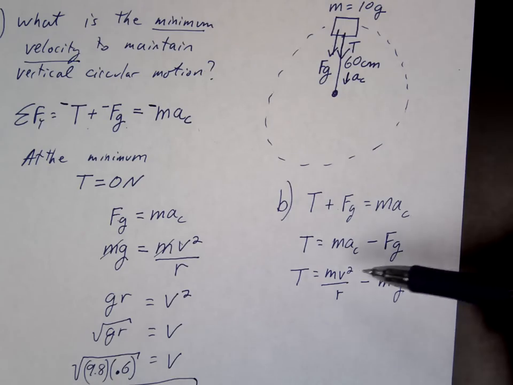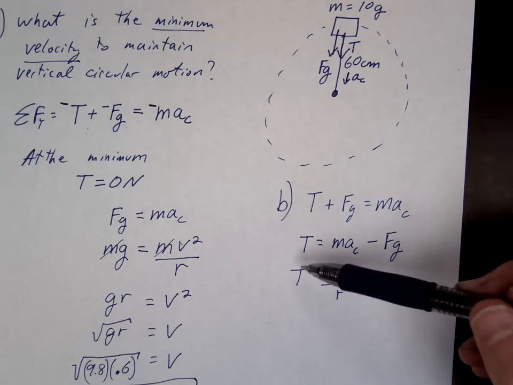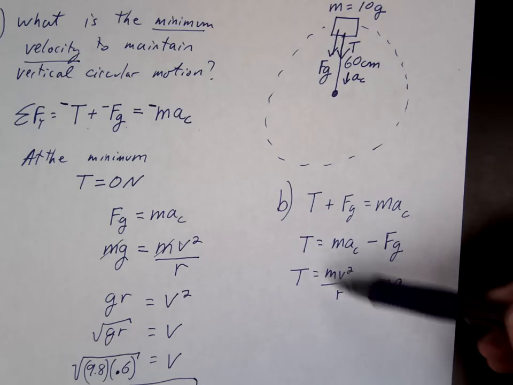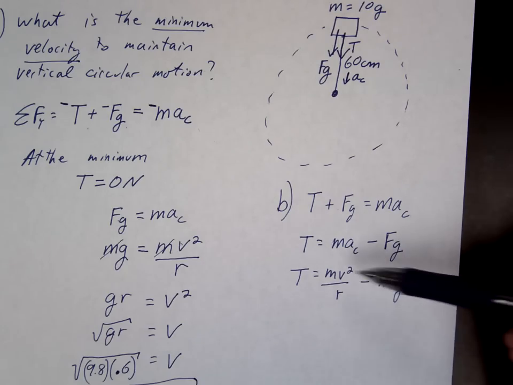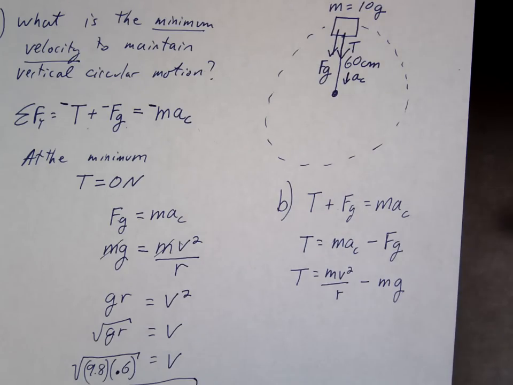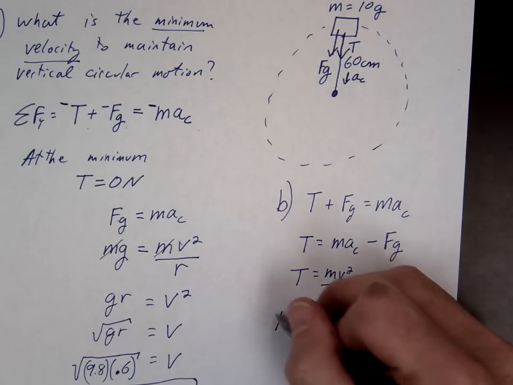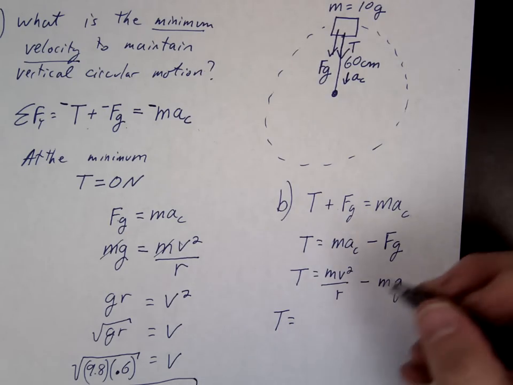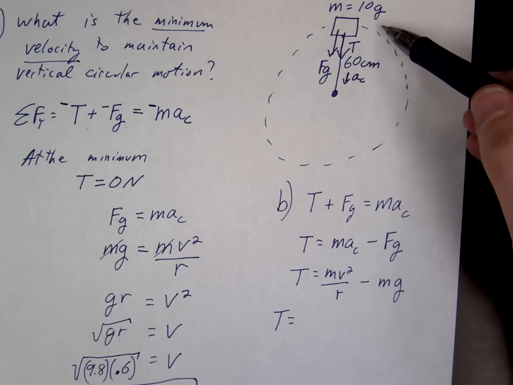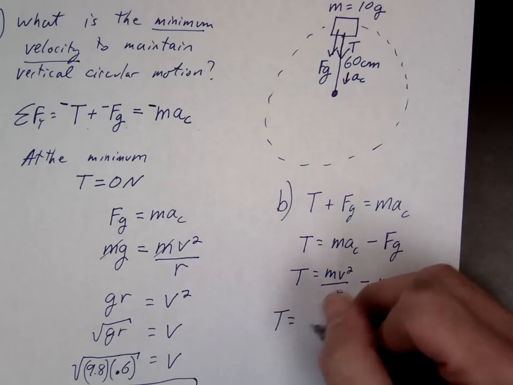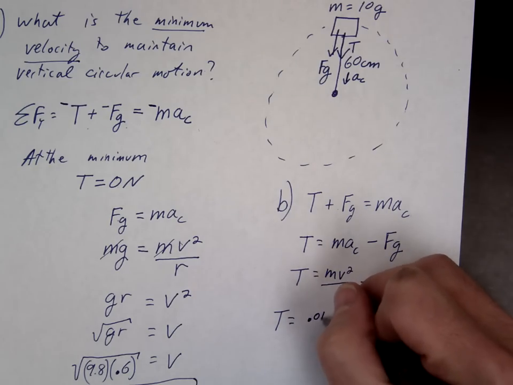Why can we not cancel it? It's not in all the terms. It's only in 2 of them. It has to be in all the terms in order to cancel it. Okay, so go ahead and solve it then. Mass was 10 grams. You do have to convert that, right? So that's 0.01 kilograms.